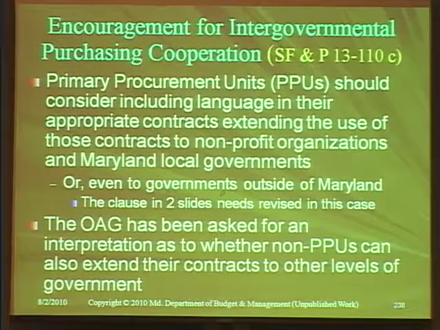Okay. Primary procurement units. There are 10 primary procurement units, and neither DHMH nor Environment is a primary procurement unit. But the Department of Budget and Management, the Department of General Services, the Department of Information Technology, Department of Transportation, Department of Public Safety, University System of Maryland, Morgan, St. Mary's College, and the Port Commission, I think, are primary procurement units, if that's 10. They specifically have the right in law to both use procurements done by other governments and to extend the procurements they are doing themselves to other governments.